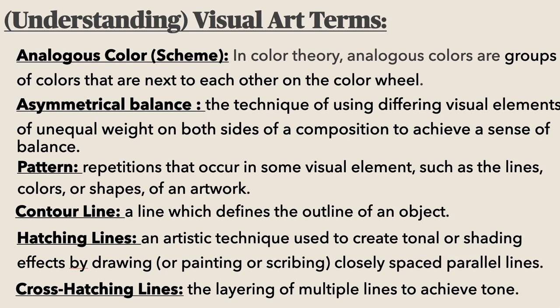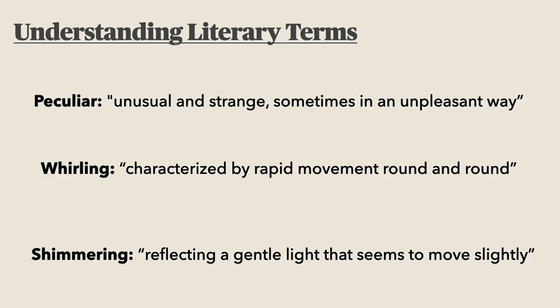Pattern is repetitions that occur in some visual element, such as lines, colors, or shapes of an artwork. We will also be using contour line, which is a line which defines the outline of an object. Hatching lines, an artistic technique used to create tonal or shading effects by drawing closely spaced parallel lines. Cross-hatching lines are layering of multiple lines to achieve tone.